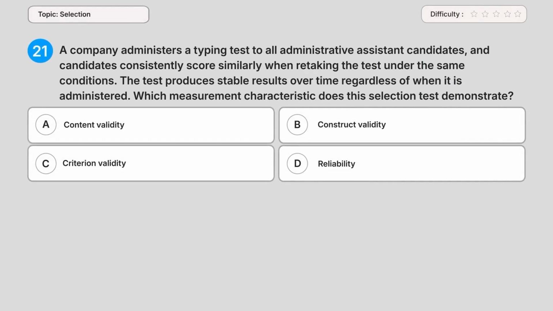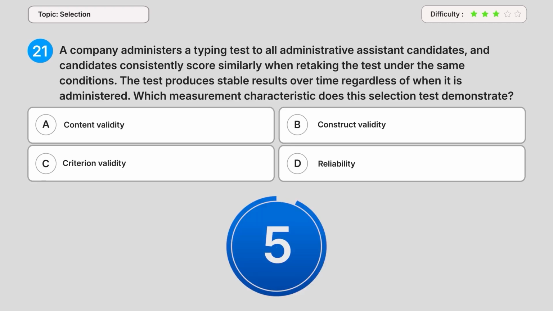21. A company administers a typing test to all administrative assistant candidates, and candidates consistently score similarly when retaking the test under the same conditions. The test produces stable results over time, regardless of when it is administered. Which measurement characteristic does this selection test demonstrate? A. Content validity. B. Construct validity. C. Criterion validity. D. Reliability. Do you know the answer?